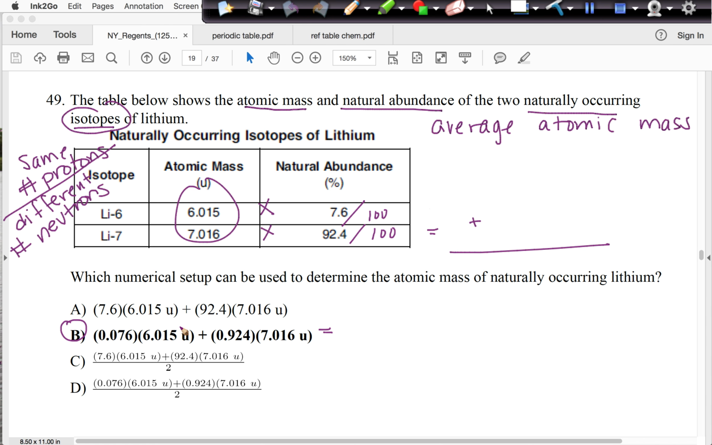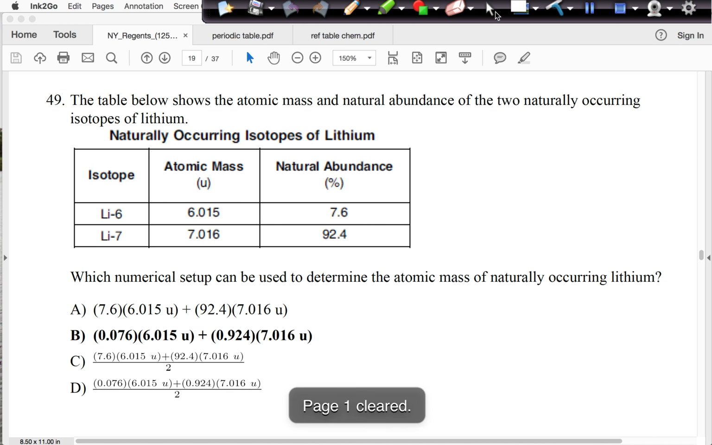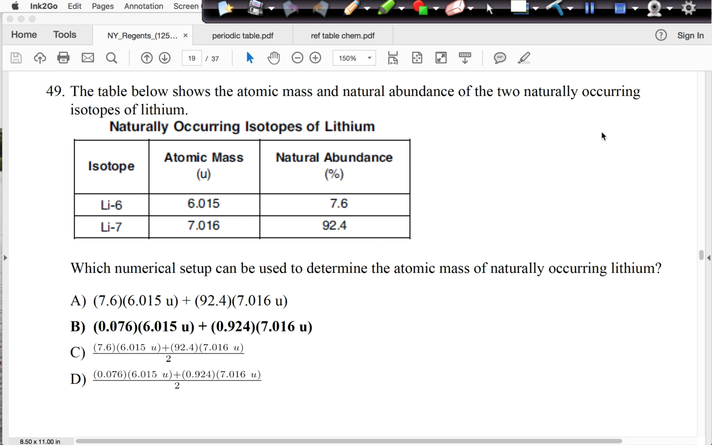So in option B, they moved the decimal back two places. 7.6% becomes 0.076. 92.4% becomes 0.924. When we take into account both the mass and percent abundance of the naturally occurring isotopes, we get the average atomic mass.